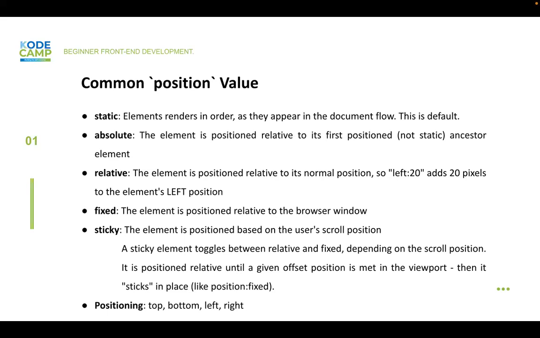Then the second one is the absolute. The absolute is positioned relative to its first positioned ancestor element. For you to have an absolute, if you pass position absolute to a particular element, that means you can take this element to the bottom right of the page, take it to the left or right of the page, just anywhere you want it to be. You can even place it somewhere very close to the bottom, but not at the bottom. Somewhere very close to the top, but not at the top. Absolute means you can place it anywhere.